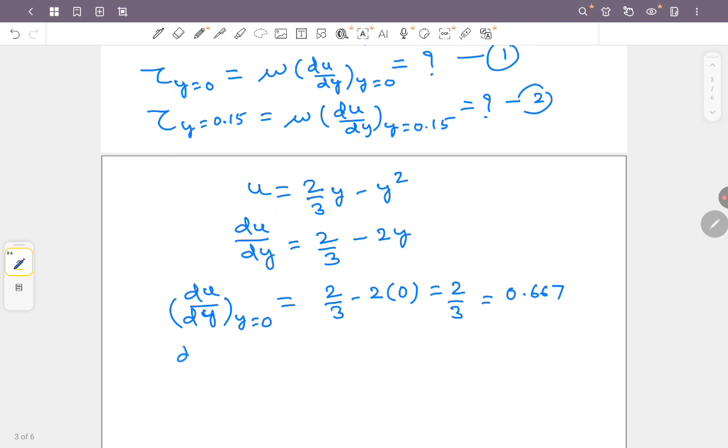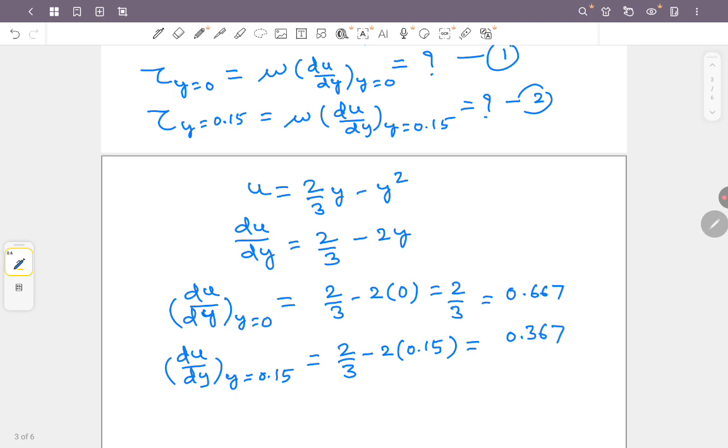Next, we want one more, du by dy at y equal to 0.15, when the distance from the plate is 0.15. That is 2 by 3 minus 2 into 0.15. If you simplify this, we will get 0.367.